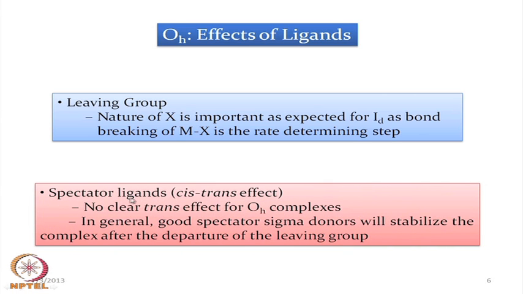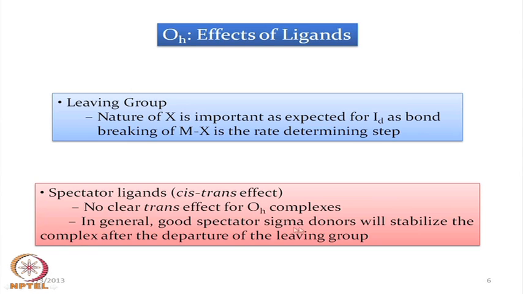We can have some spectator ligands where we can see the trans effect, as well as the opposite of that, which we can consider as the cis effect. So, we consider the cis trans effect for octahedral geometries. No clear cut trans effect is seen for octahedral geometries, which is observable for only square planar geometries.